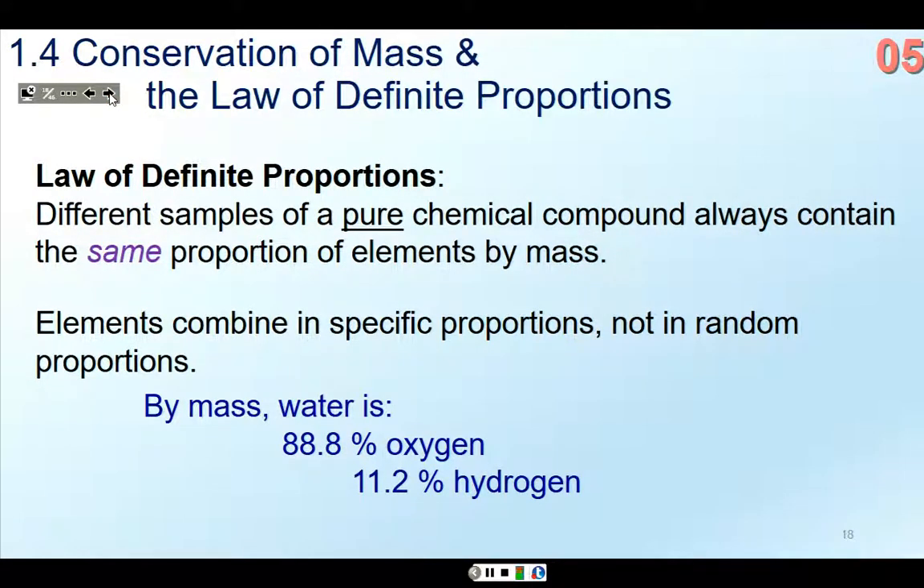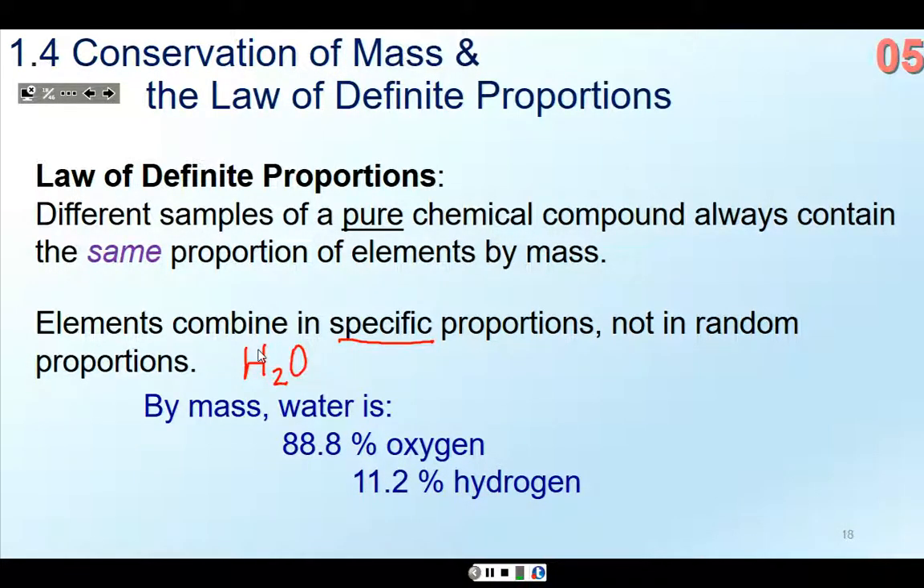The law of definite proportions takes this a little bit further to tell us that samples of a pure compound always contain the same proportion of elements by mass. What do we mean by that? Well, let's think they're going to combine in specific ways, but not random ones. So let's think about water. Everybody's heard of water, I suspect, and it is known by the formula H2O.